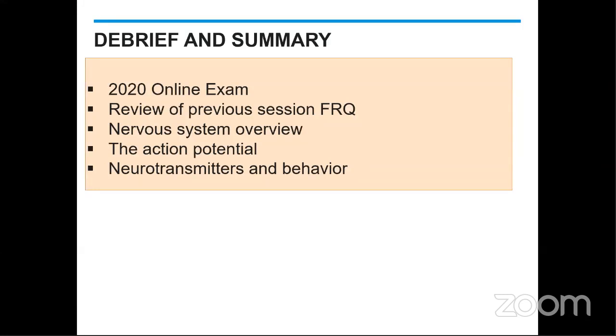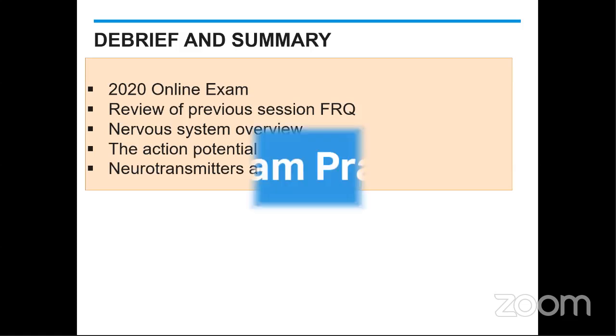Okay, so today we did an overview of the 2020 online exam. And we're going to keep giving you more information as soon as it becomes available, as soon as that information about the simulation and the preparation guide are released. We reviewed that previous FRQ with genetics, epigenetics, and the endocrine system. We looked at the nervous system broadly, the action potential, and how neurotransmitters impact behavior.